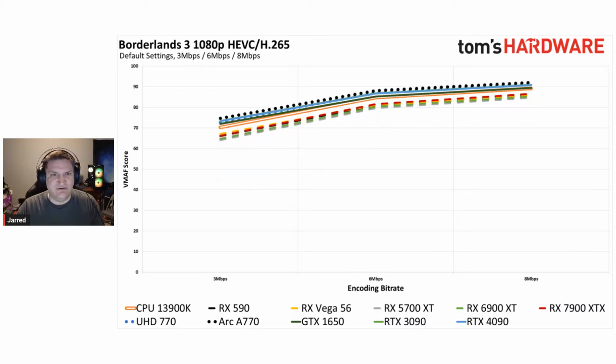All right, let's go to the next slide here. This is HEVC, and you can see how much quality jumped. The minimum, even at 3 megabits per second, went from 45 on AMD now up into the 65 range.